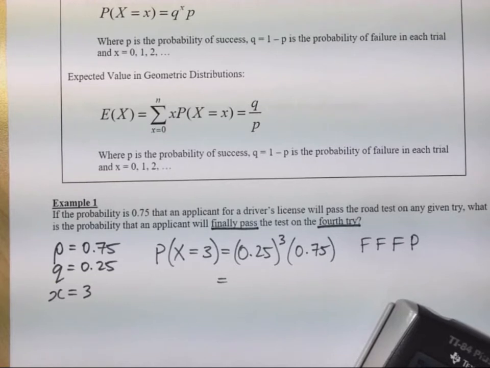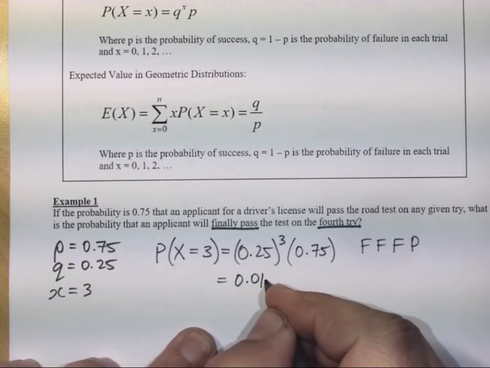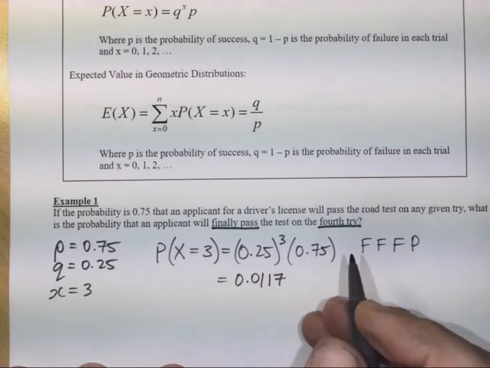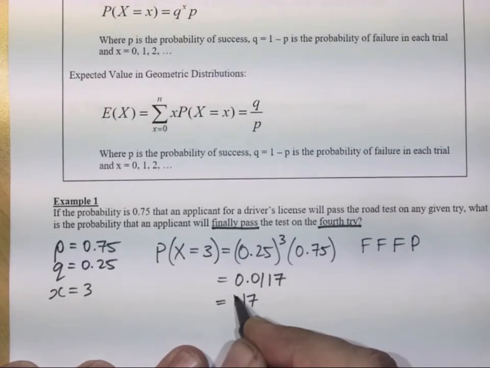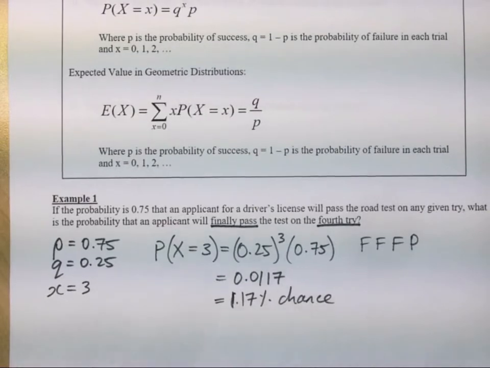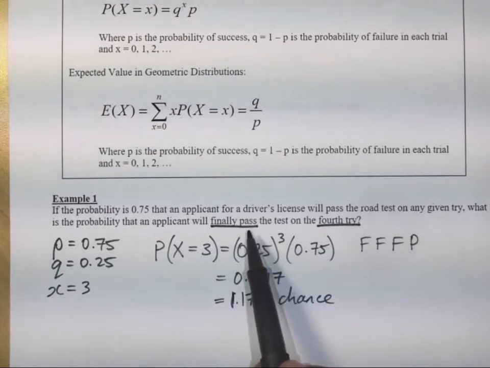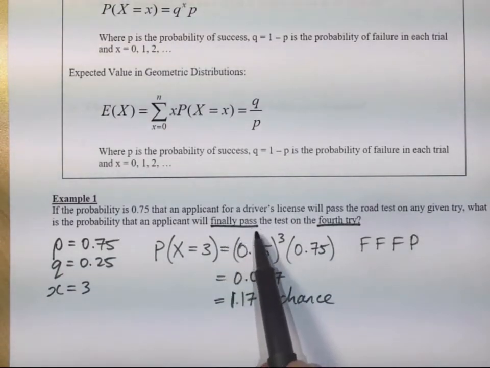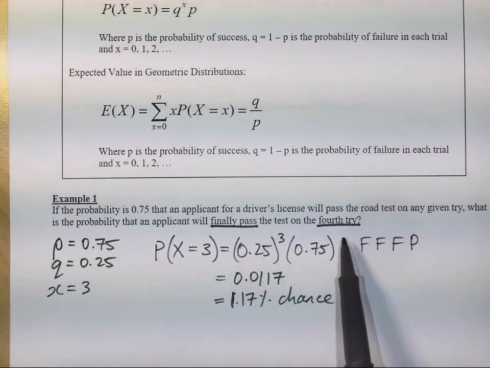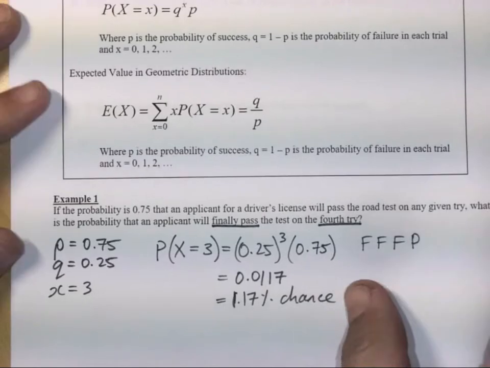So 0.25 raised to the 3 times 0.75 gives me 0.0117, or about a 1.17% chance of that happening. So you can see that this represents a waiting time. What are we waiting for? We're waiting for this person to finally pass the test on the 4th try, which means they must have failed the test on the first 3 tries.